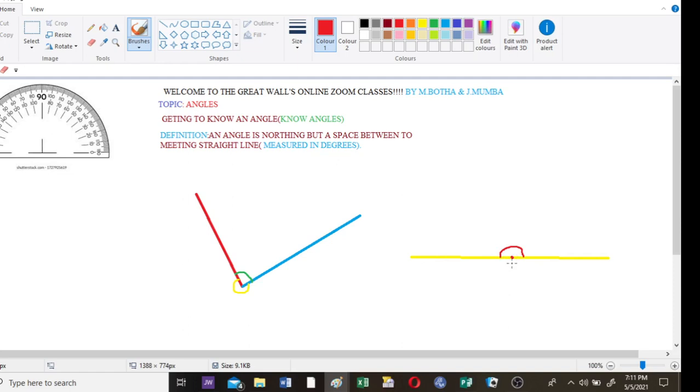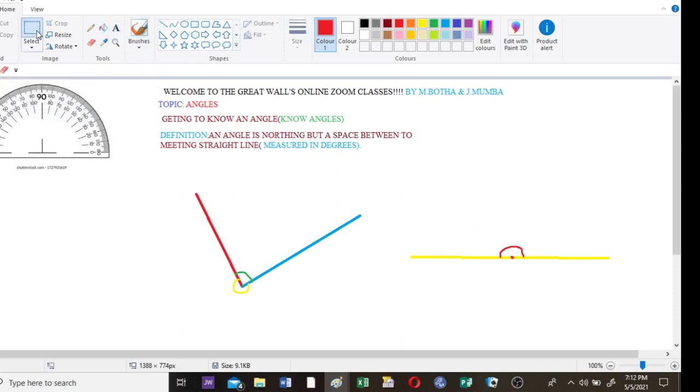There is one point I have to mention: a straight line has an angle of 180 always. Why do I say 180? Remember, we've assumed this point is where the two lines are meeting. So we need the space in between these two lines. So we are going to use a protractor, which is the tool we use to measure angles. And then I'll show you how to measure angles.